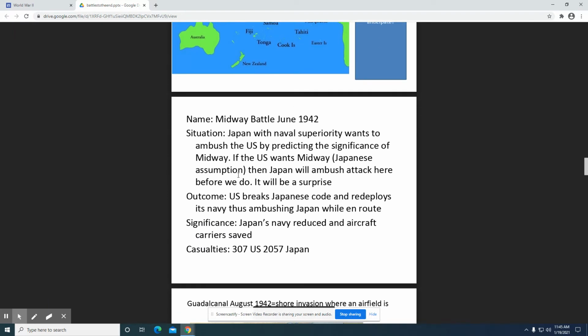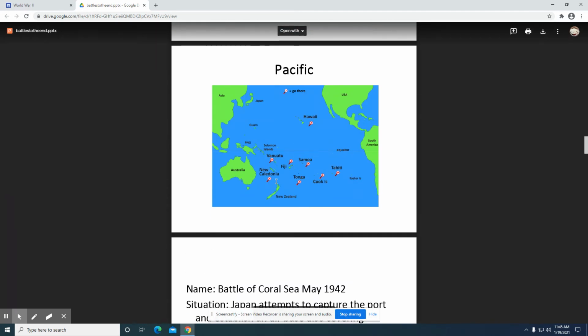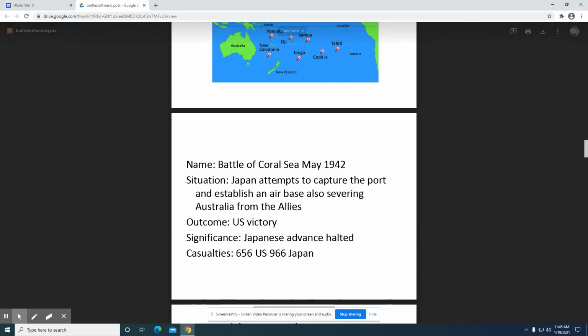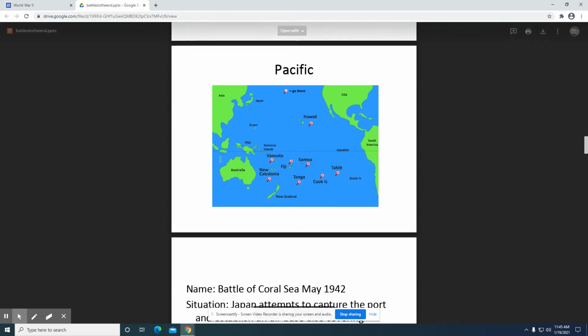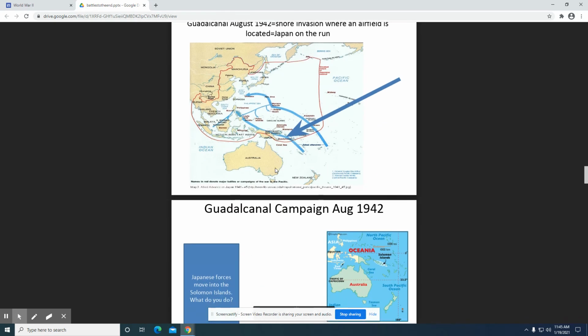So here we go, Midway battle, some specifics. Japanese code breakers, they want to break in the code. Japan's navy is reduced. Take a look at the casualties. More casualties on the Japanese side in comparison to the U.S. And the Midway battle is the one dealing with an ambush. So when we're looking at the Coral Sea battle, we want to focus on Australia and the air base. Australia being down here. Midway, we want to focus on the midpoint and the surprise attack that takes place.